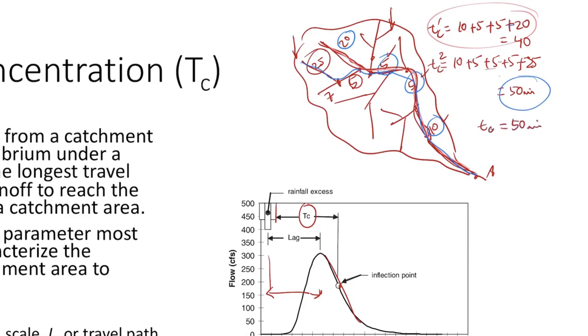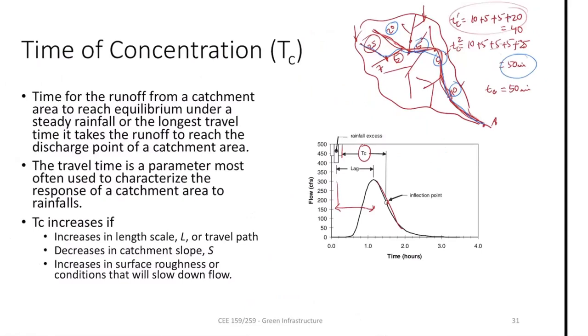That means it takes 50 minutes. Within that 50 minutes, every rainfall that happens should all show up at that one location, at that spot. So this is what fundamentally we call the time of concentration.